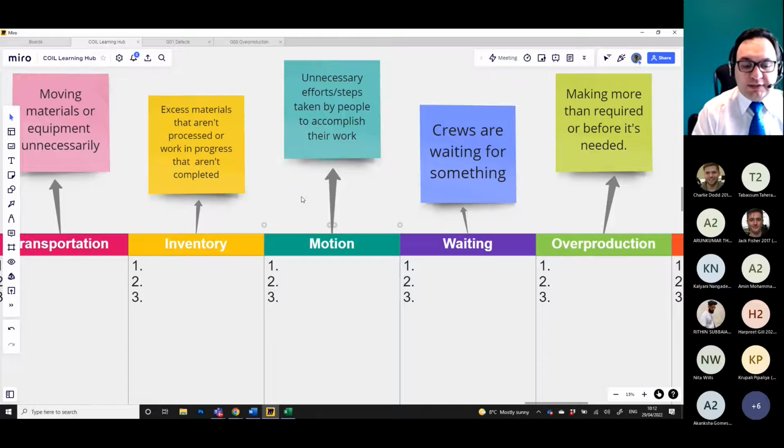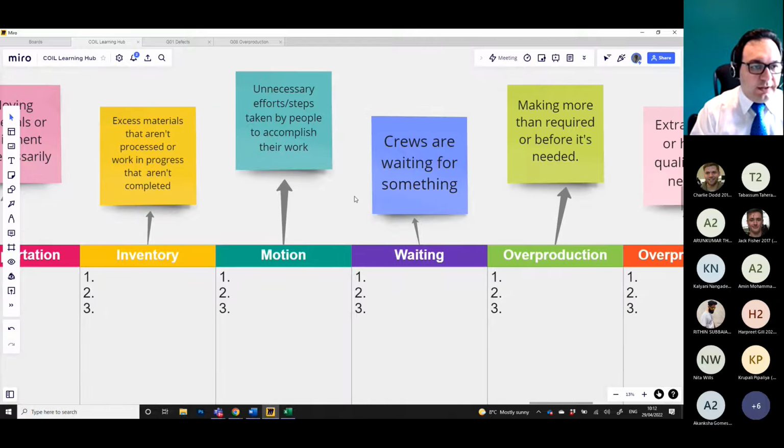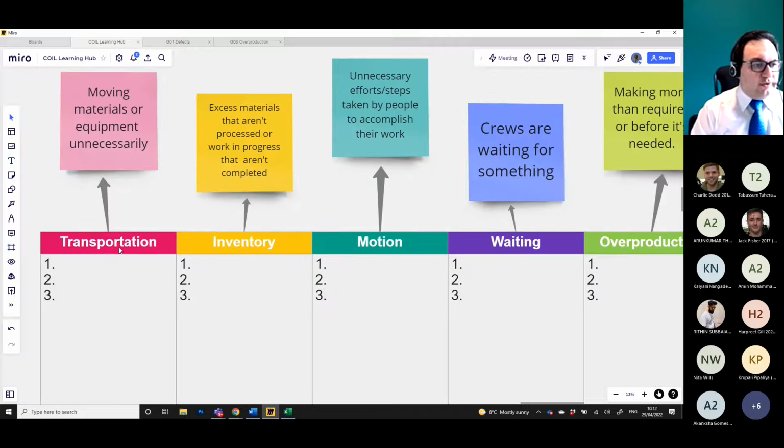So inventory waste is not just about excessive materials you stored on site. It's also about work in progress, uncompleted works that you have, and also multitasking. So multitasking again is a kind of waste. So this is inventory waste. Then we have unnecessary efforts. We call it motion. Many students confuse transportation and motion, but these two are different.